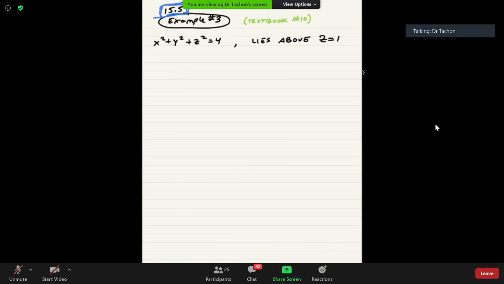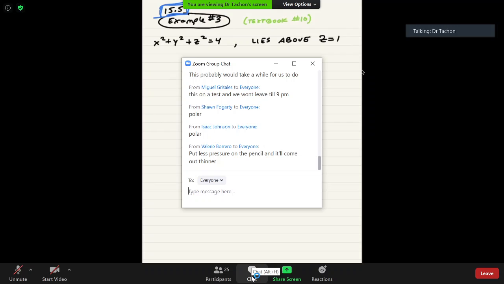This is your book problem number 10. So in the book, you guys are supposed to be doing 1, 3, 5, 7, 9. They're all find the surface area, find the surface area. Okay. So all of them are just find the surface area.